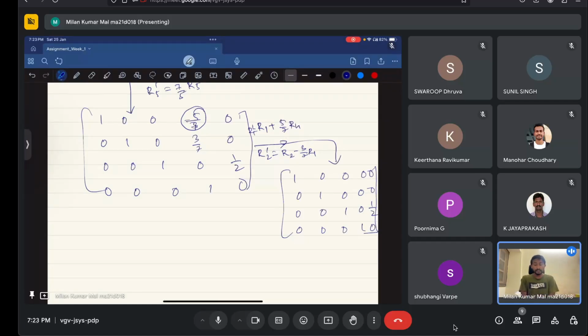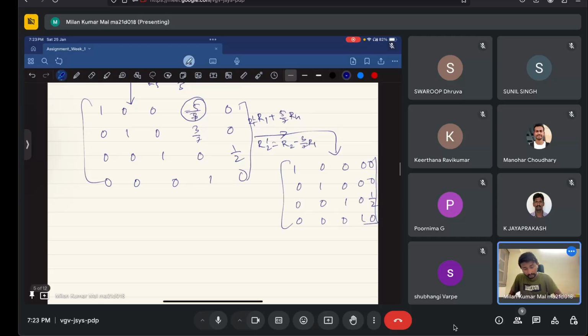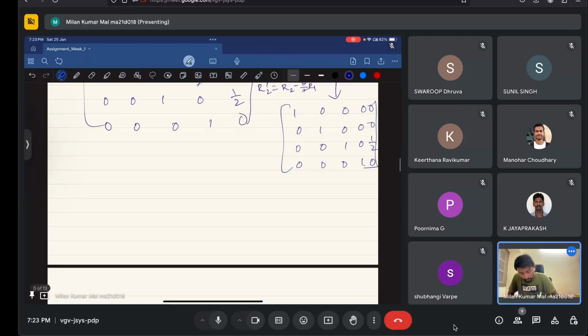So what is the row reduction process? The process, whatever I have said, says that we will have to do the elementary row operation. And how do we do the elementary row operation to get the row reduced form? So let's first understand what a row reduced matrix is. What is the definition of a row reduced matrix? That's what I just want to point out.